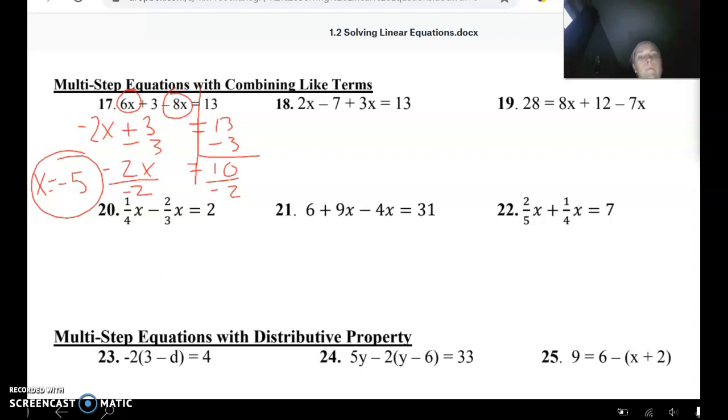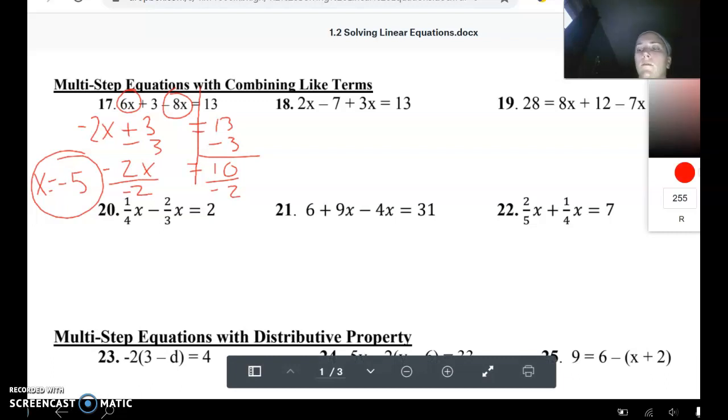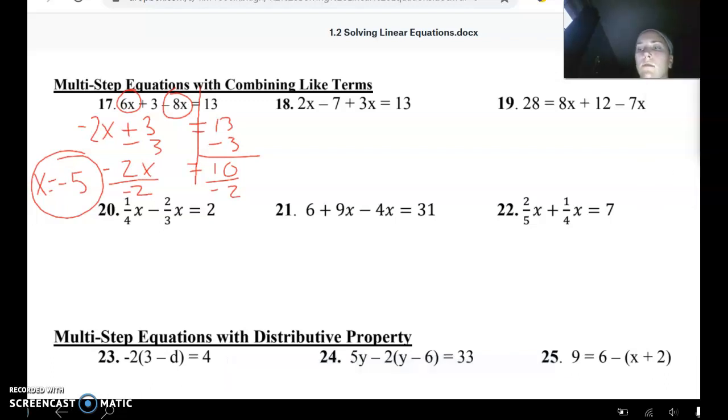Okay? So if you want to circle things or use different colors, like I do, to recognize the terms I need to combine, go ahead and feel free to do so.